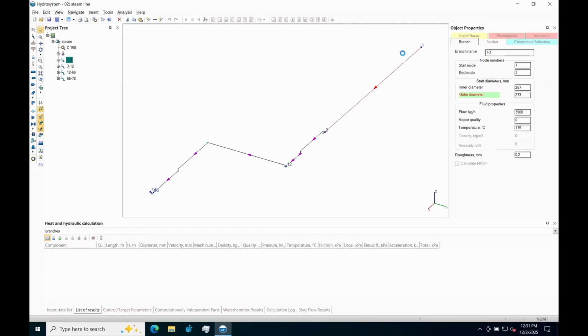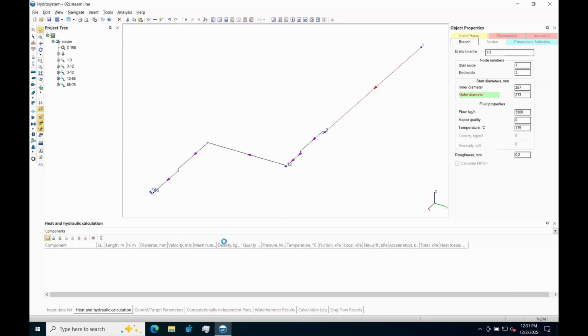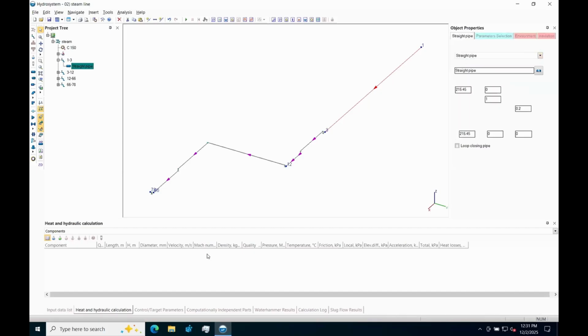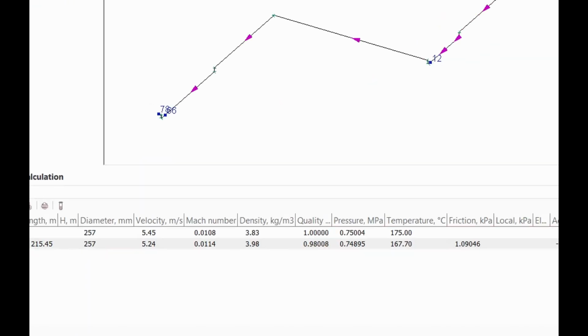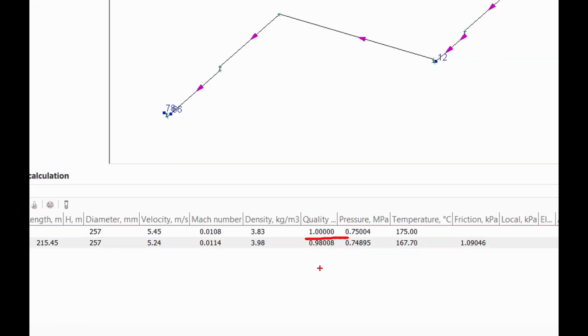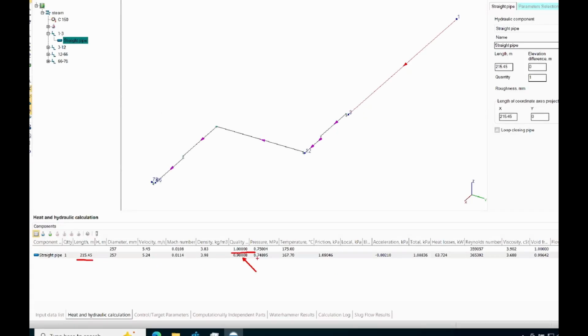Okay, it works like this. Here we have an inlet point with steam at quality 100%, so it's pure steam with no liquid, no water. But at the end of the first pipe, this 215 meters, we have 2% of condensate. So 98% is in the vapor phase and 2% in the liquid phase.